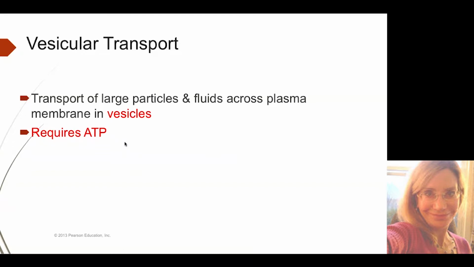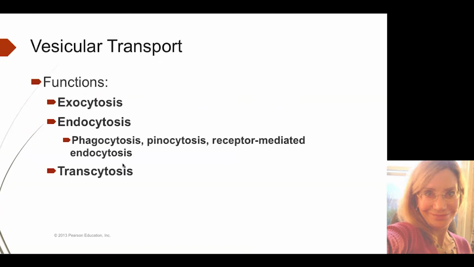Vesicular transport. This is a different type of transport, and what this does is it can transport large particles and fluids across the plasma membrane in vesicles. Remember, vesicles are little membrane-bound sacs. This does require energy. It requires ATP.